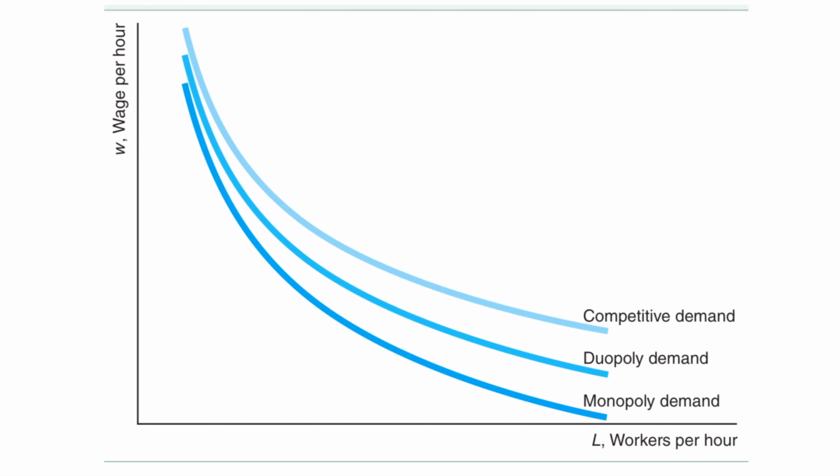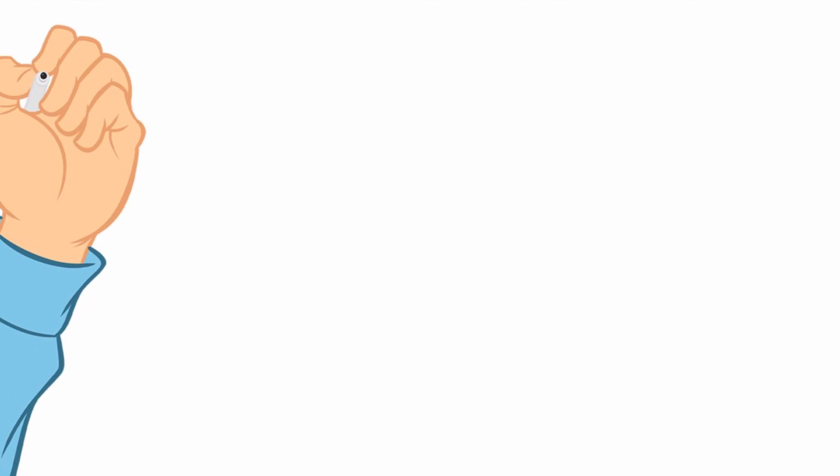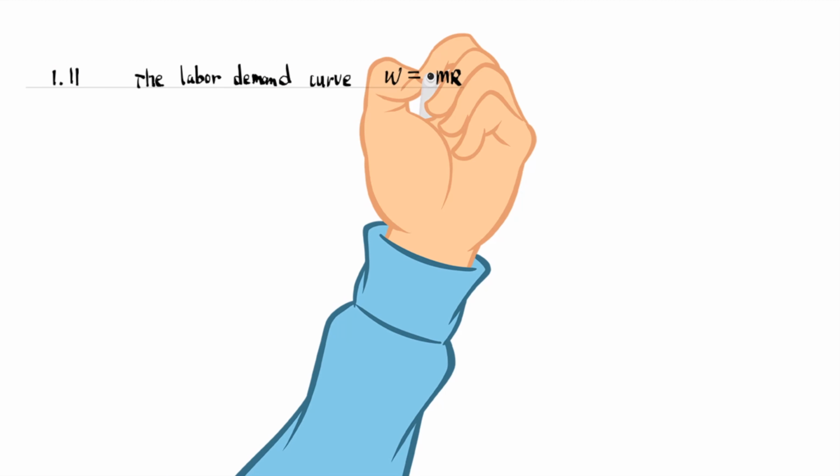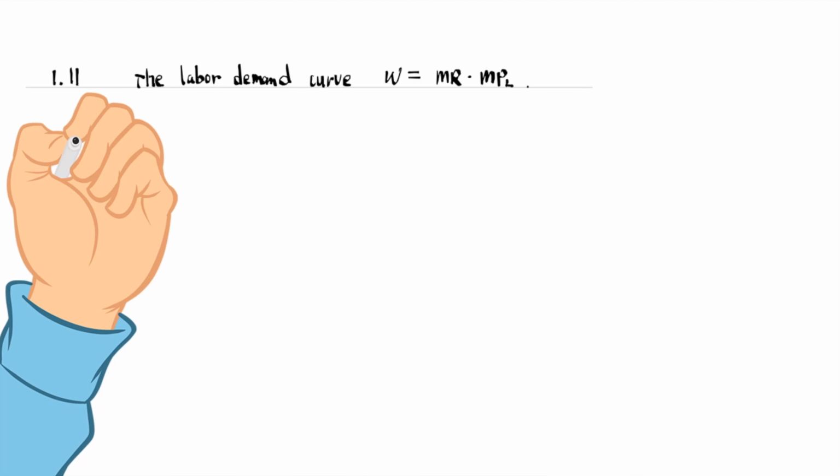a monopoly. So, the answer to this question is that the firm's labor demand curve will shift to the right as the monopoly firm becomes a duopoly firm. The labor demand curve is W equals marginal revenue times marginal product of labor.